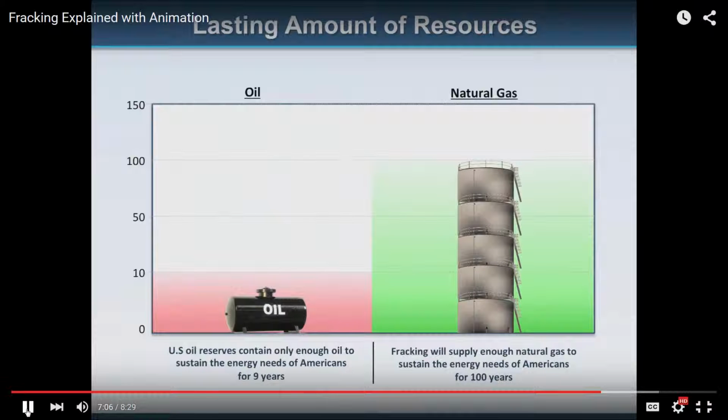As of today, current U.S. oil reserves are limited and can only sustain the energy needs of Americans for the next 9 years, which leads to a heavy reliance on foreign fuel imports. However, fracking will produce enough natural gas to sustain the energy needs of Americans for the next 100 years, bridging the gap and providing a sustainable energy resource while research continues and new technologies for additional alternative energy resources can be developed.